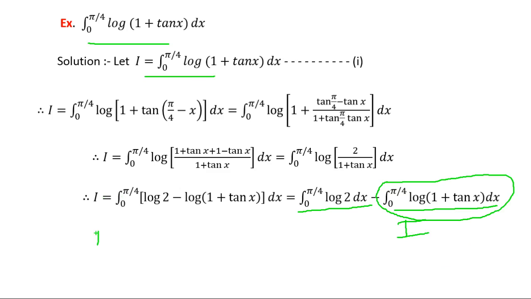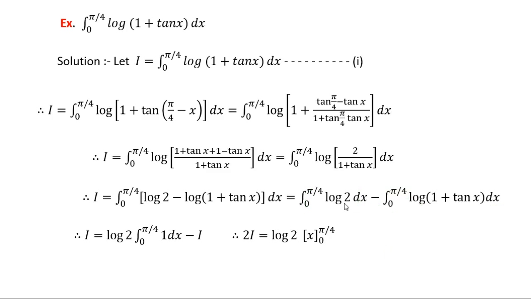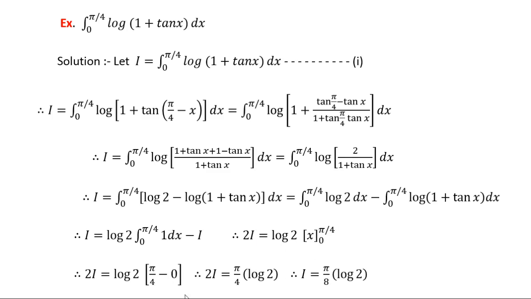So in left side I have I is equal to this integral minus I. So let me write it here. I is equal to this log 2 I have taken common minus second integral I have denoted it by I. Now shift this I to this side, I plus I is 2I, log 2 and integration of 1 is x between limits 0 to pi by 4. So this will be pi by 4 minus 0, that is simply pi by 4. So 2I is equal to pi by 4 into log 2 and therefore I is equal to pi by 8 into log 2.